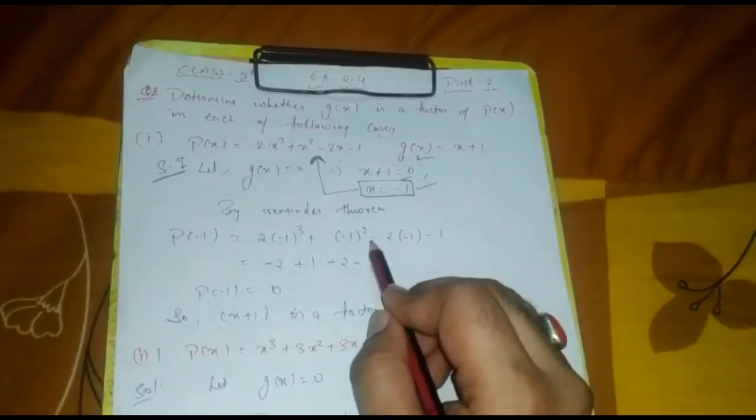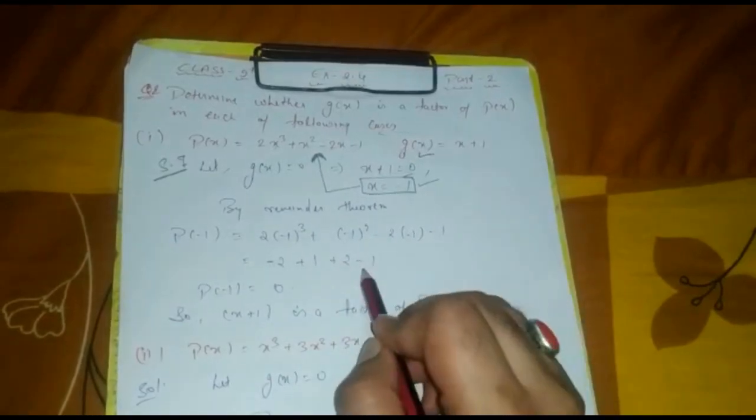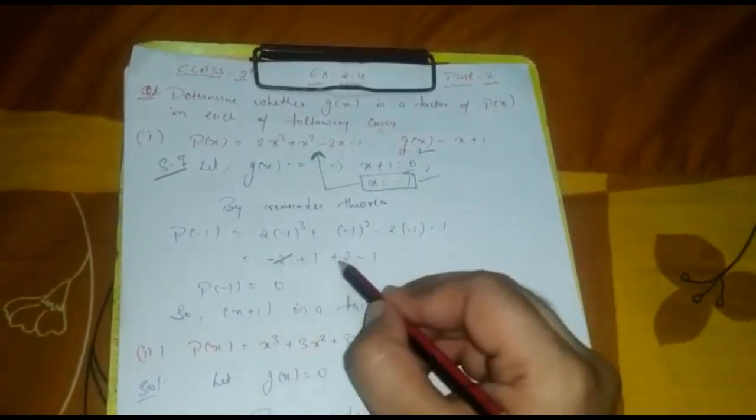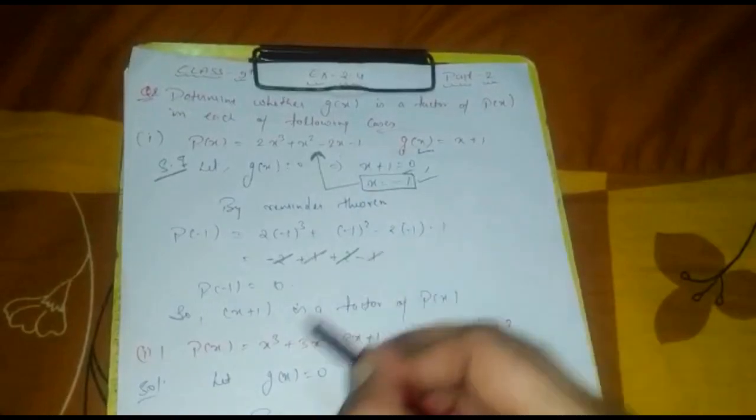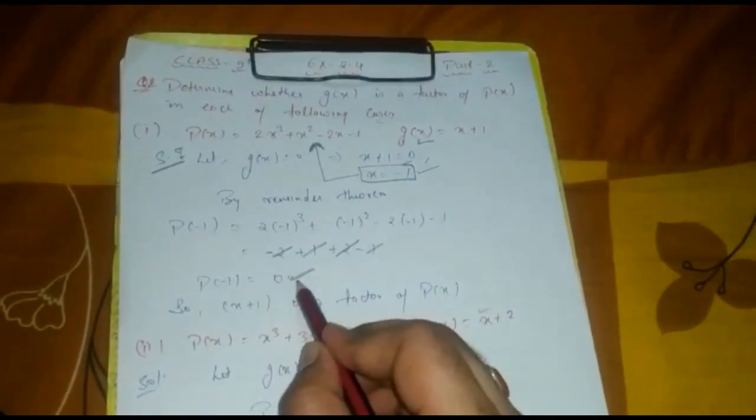Minus into minus gives plus, so 2 into 1 is 2 and minus 1. Minus 2 plus 2 cancel out, minus 1 plus 1 cancel out, so p of minus 1 gives what? 0. So p of minus 1 is 0.